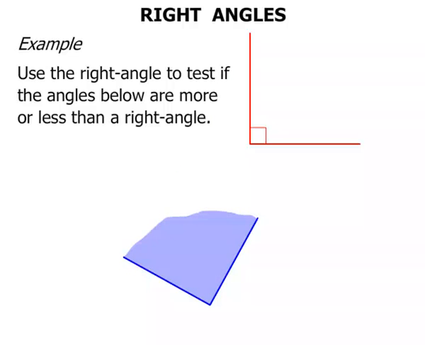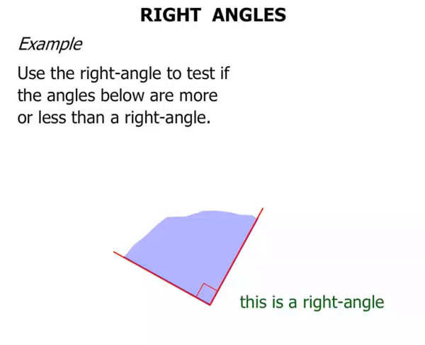Now what about this one? Do you think it's more or less? It may be a tricky question. Let's use our right angle tester. Let's just twist it around a bit. Wow, okay. In fact, this is a right angle.